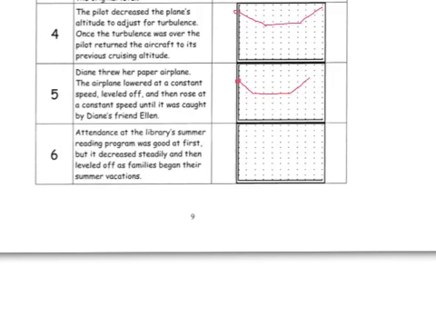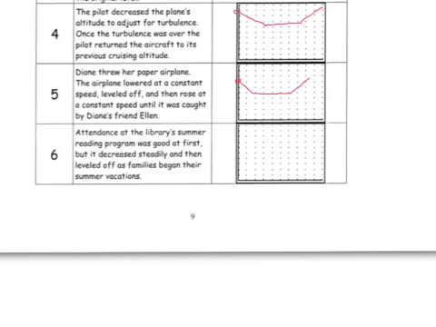Attendance at the library's summer reading program was good at first, but it decreased steadily and then leveled off as families began their summer vacations. Okay, so for our x-axis, we're going to have time again, and the y-axis will be the attendance at the library's summer reading program.